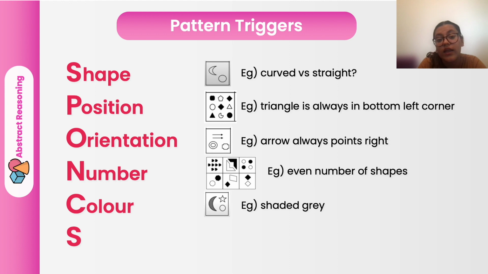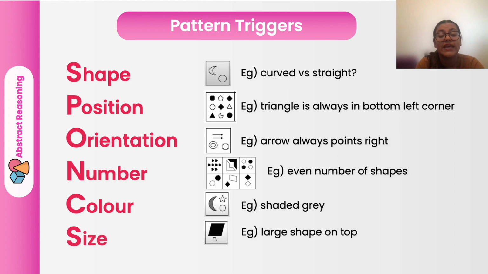C stands for color, so white, black and grey are usually the 3 colors that you'll come across in the abstract reasoning section. And the last S stands for size. So for example, in this box, you can see a large shape is always on the top of a smaller shape, and that could be the possible rule in a set. Whereas in set B, the rule would have been a small shape on top of a large shape.